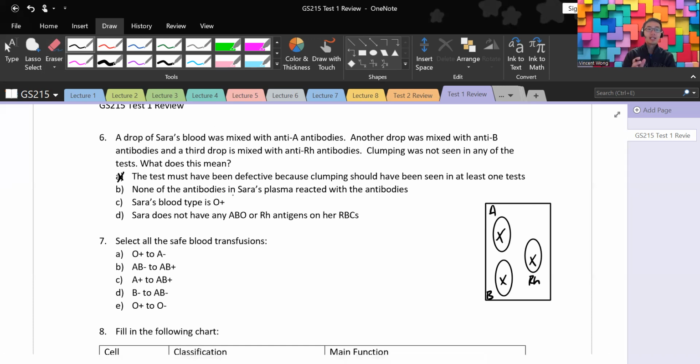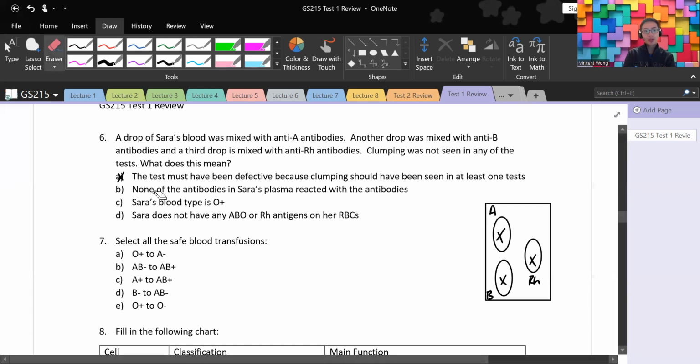We're not trying to see if her antibodies will be reacting with these antibodies, right? Okay, so none of the RBC in Sarah's blood reacted with the antibodies. That would have been a correct statement. So that's not it. Sarah's blood type is O positive.